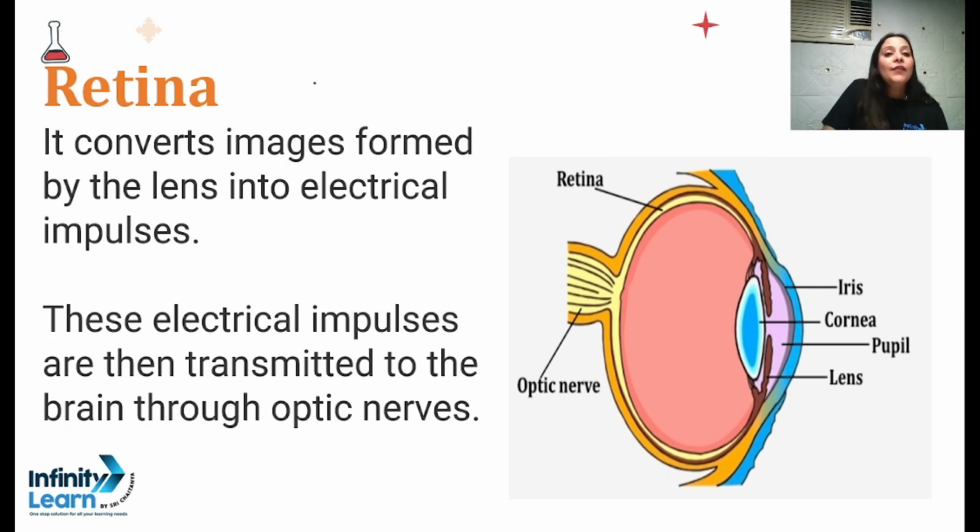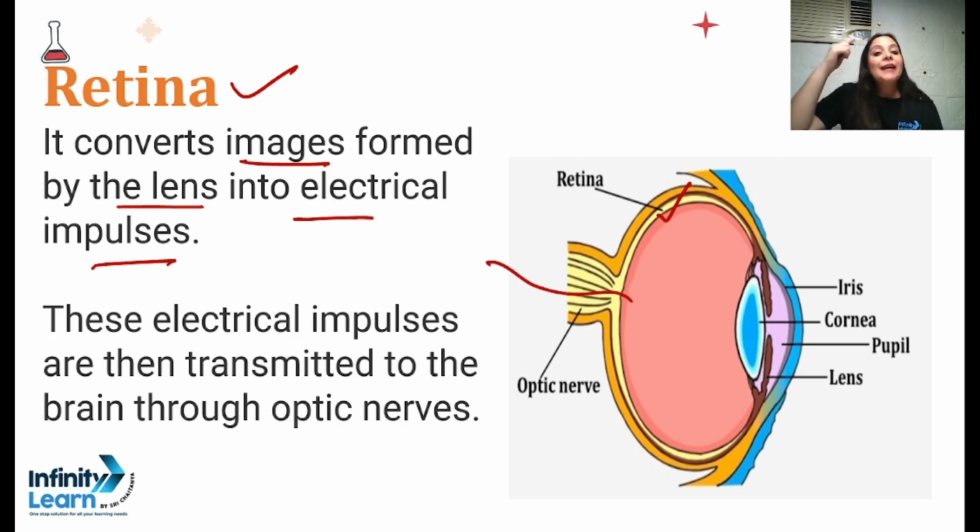Now the screen of the eye where the image is formed is the retina. So this is the retina. The retina is the part where the rays converge and the image is formed. Also, the retina converts images formed by the lens into electrical impulses, and these impulses are sent to the brain by the optic nerve.